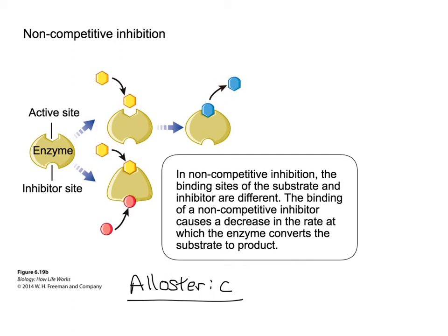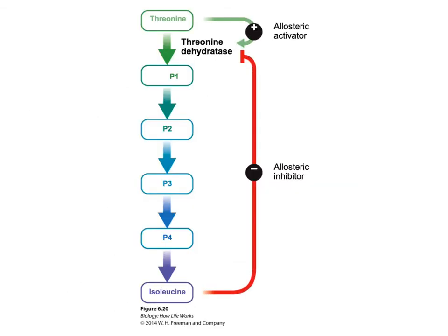However, if the inhibitor is present, it will bind to our inhibitor site. It will alter the shape. It's going to alter this shape here of our active site, and it will no longer act upon the substrate, and we will not end up at product. So that is non-competitive inhibition because it's not competing for the active site directly.